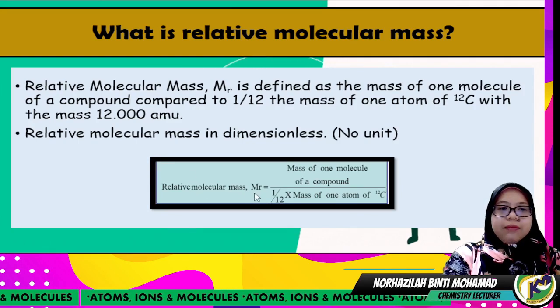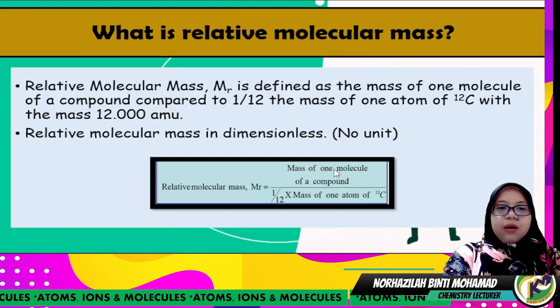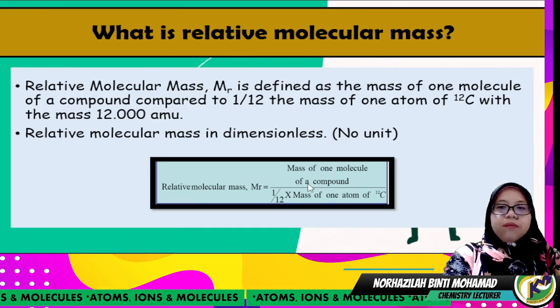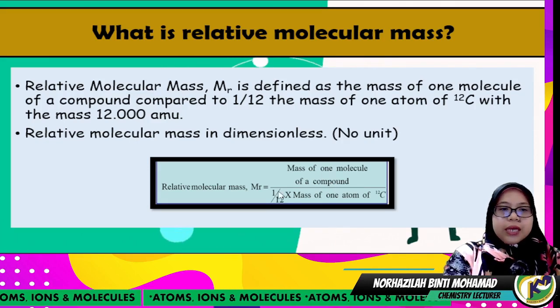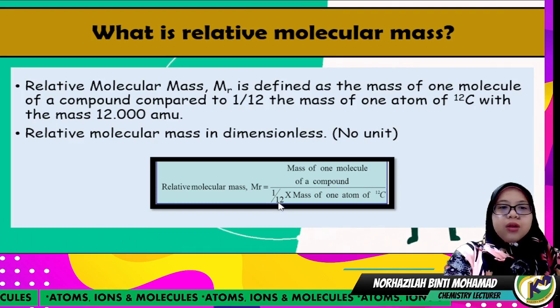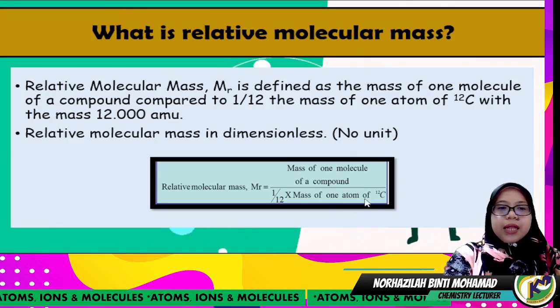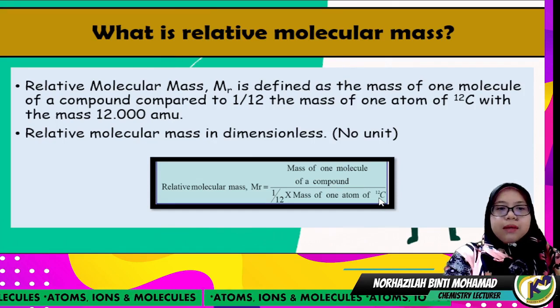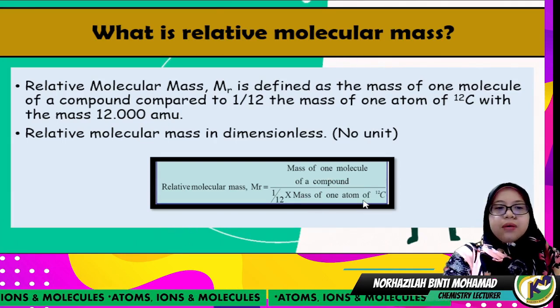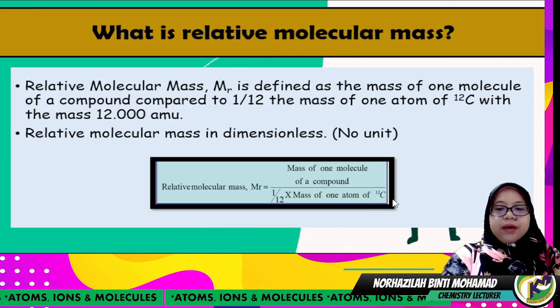So the relative molecular mass Mr equals the mass of one molecule of a compound divided by 1 over 12 times the mass of one atom of carbon-12. So that is the mass of one molecule of a compound divided by 1 over 12 times mass of one atom of carbon-12.